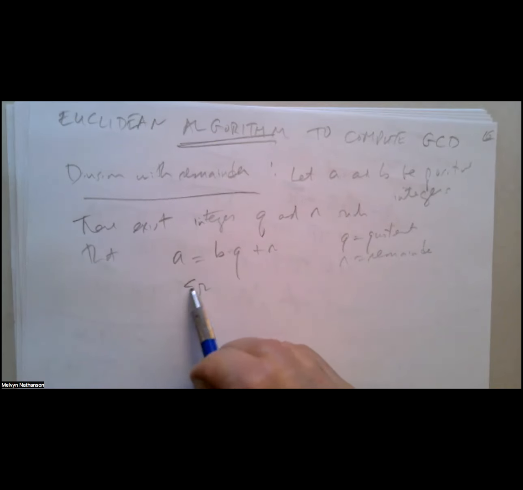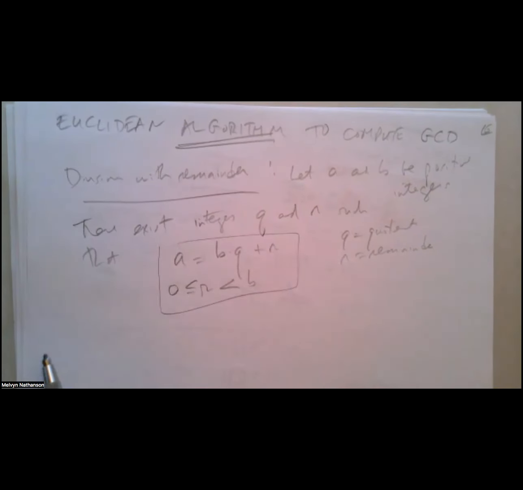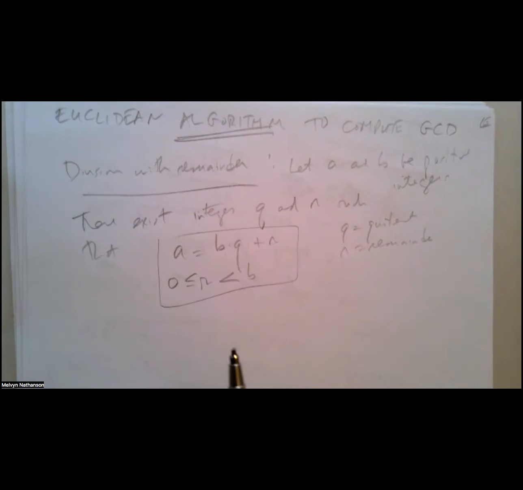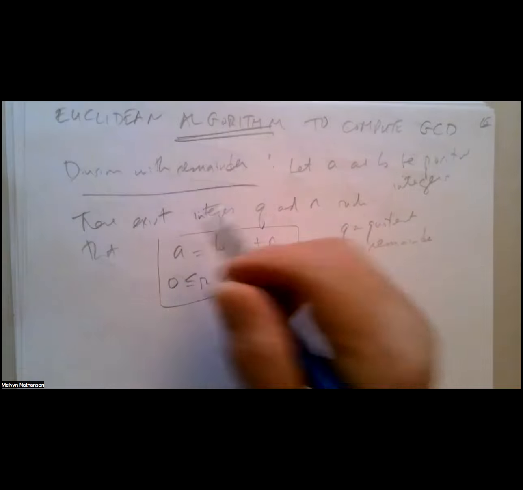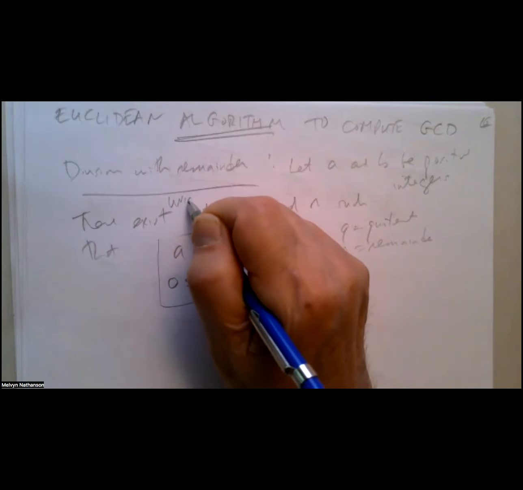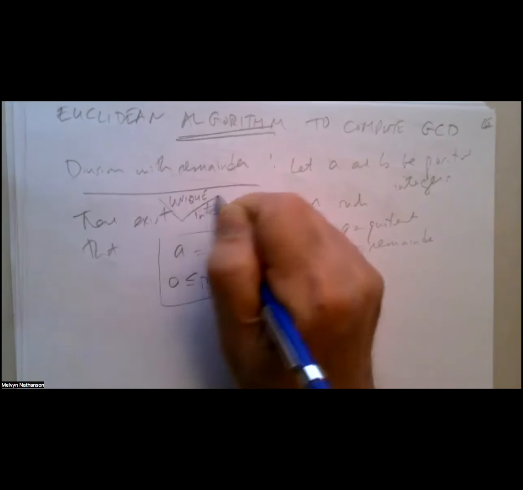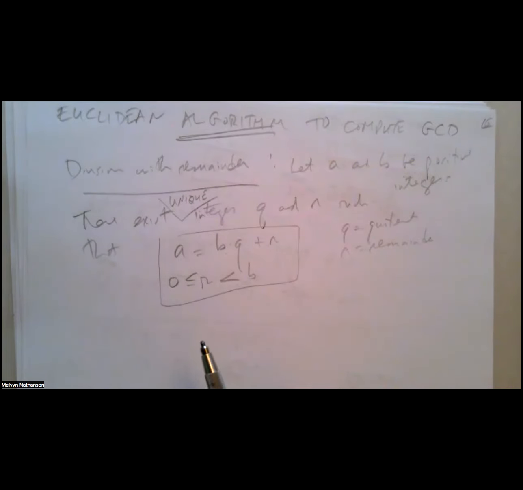And this remainder R is non-negative and strictly smaller than what we're dividing by, B. So this is division with remainder. For any two positive integers A and B, you can divide A by B and get a quotient and a remainder, and the remainder is strictly less than B. And not only do you get such integers Q and R, but these are unique. There's no other pair of integers that satisfy these two conditions. And we've already seen examples of that.